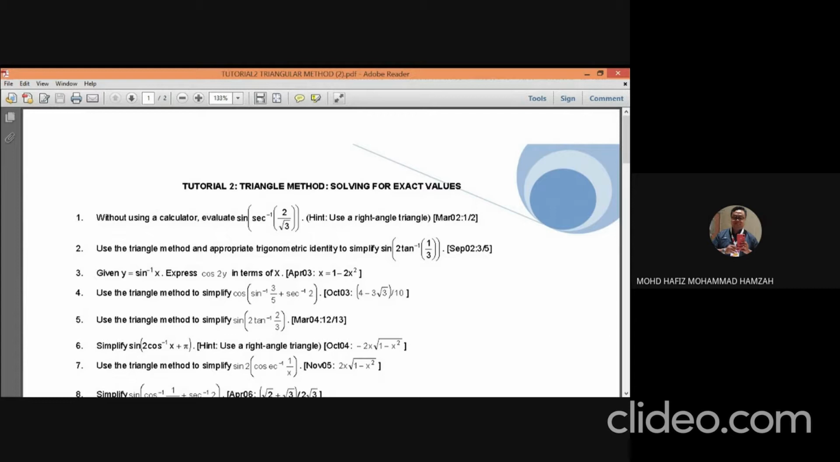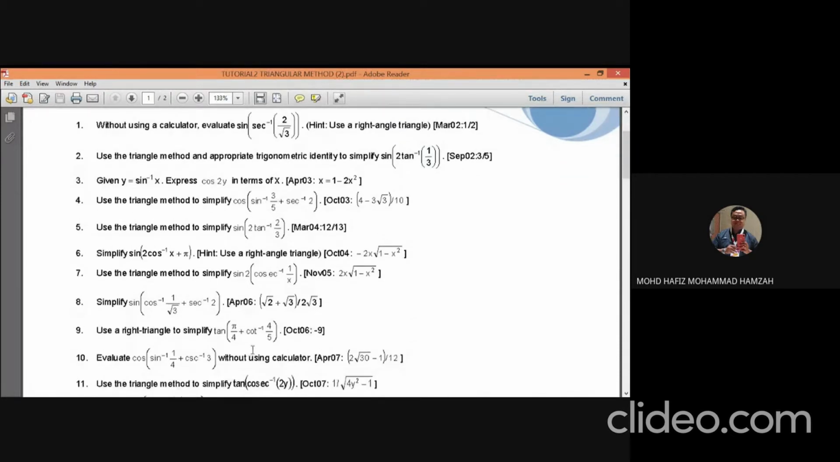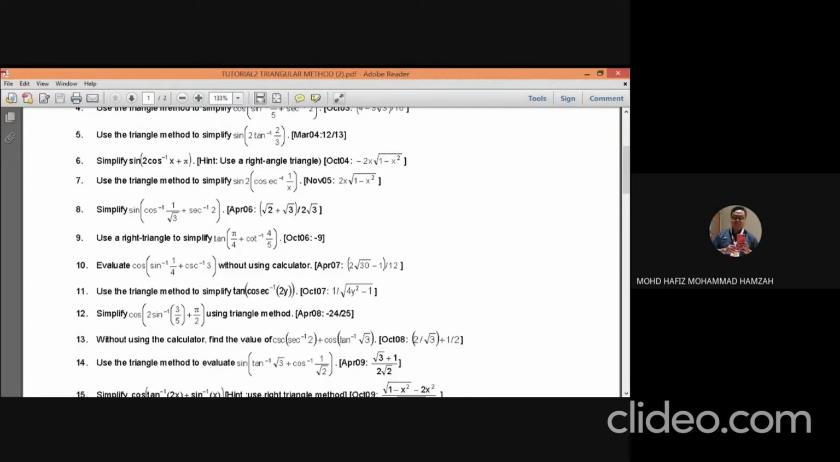Yang ni pun single variable. Yang ni dia bagi dalam bentuk X, Y. Yang ni A dan B, cos A plus B. Yang ni adalah single. Kalau soalan macam ni kena hati-hati sebab A dia adalah 2 cos inverse X, tapi B dia adalah pi. Kita akan tengok jenis soalan macam ni dalam contoh kita nanti. So these are the rest of the questions lah.